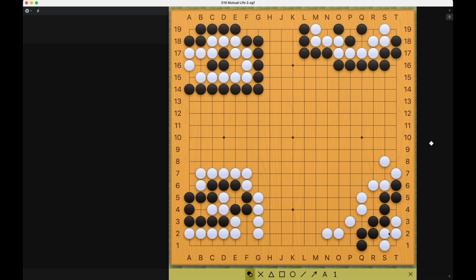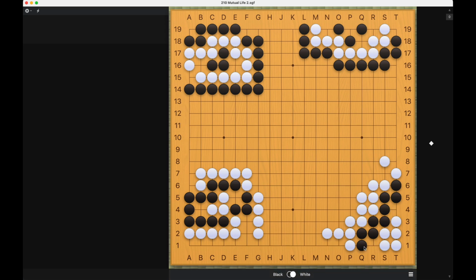But now what if we do a variation? What if we add 1 white stone here? Is this a Seki, a mutual life pattern? And the answer will change because once again, black is frozen. But when white occupies all of these liberties on the outside, now the liberty count is 2 versus 2.